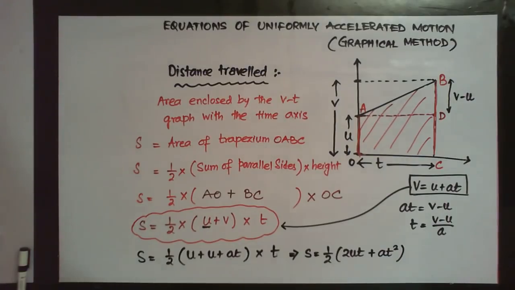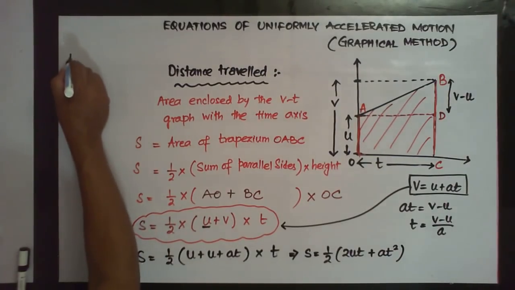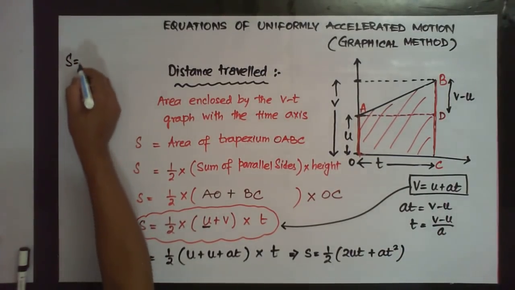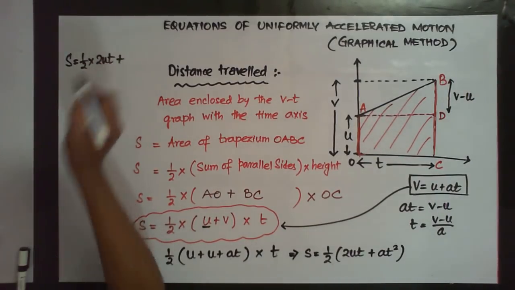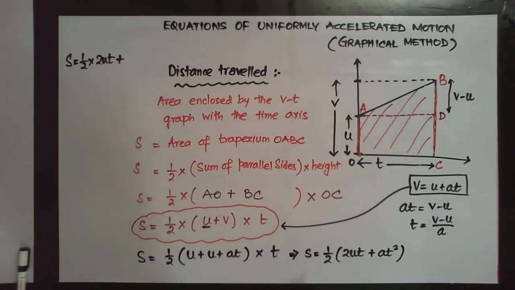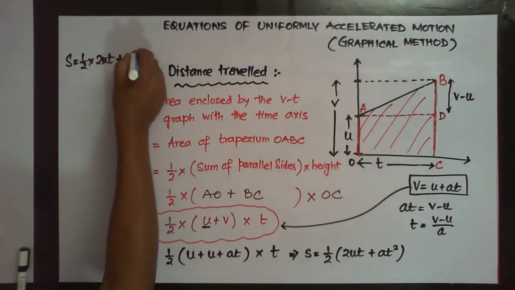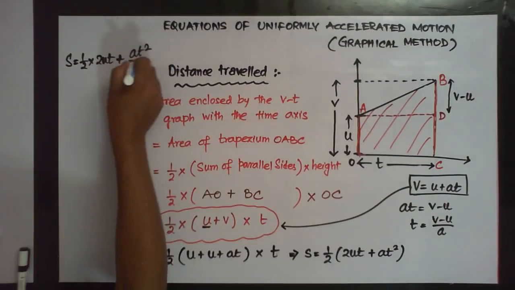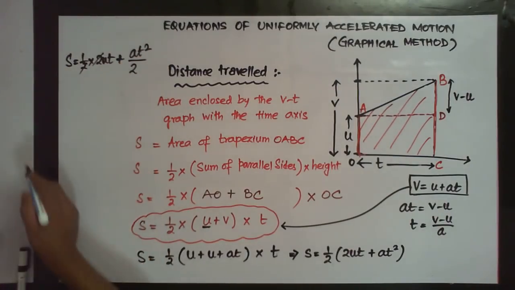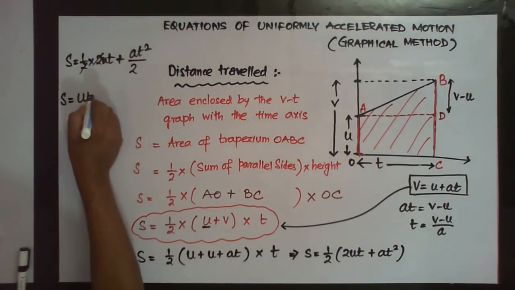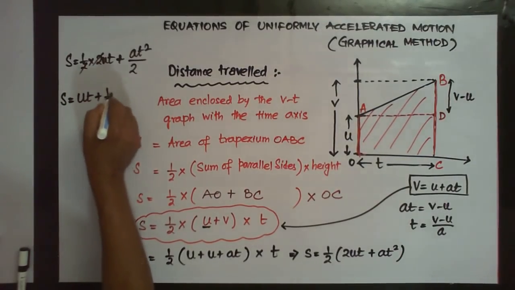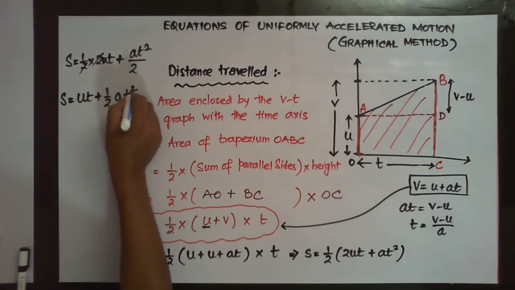Now multiply this half, we would get S is equal to half into (2UT plus AT square), divided by 2. So here the 2 gets cancelled, and we get the equation S is equal to UT plus half AT square.